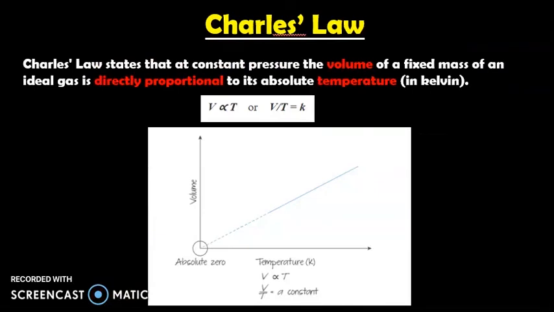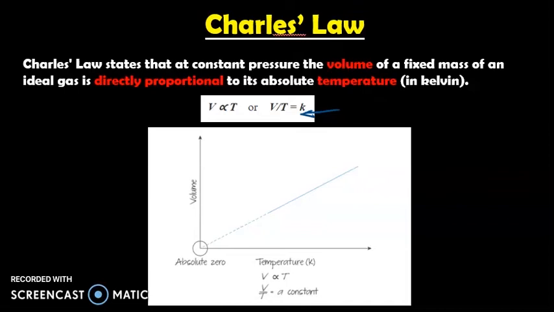So Charles' law. Charles' law states that at constant pressure, the volume of a fixed mass of an ideal gas is directly proportional to its absolute temperature in Kelvin. So at constant pressure, the volume and the temperature are directly proportional, and it's given to us by this formula here. And the graph, as expected, is linear. As temperature is increasing, the volume is increasing.